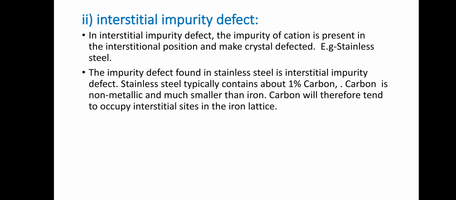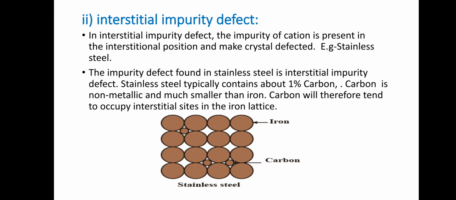Stainless steel typically contains 1% carbon. Carbon is a non-metallic element and it is much smaller than iron. The carbon will therefore tend to occupy the interstitial sites in the iron lattice. As we could see in this diagram, the iron is there, but in the interstitial site a non-metal, which is carbon, is there. So this type of defect is an interstitial impurity defect.